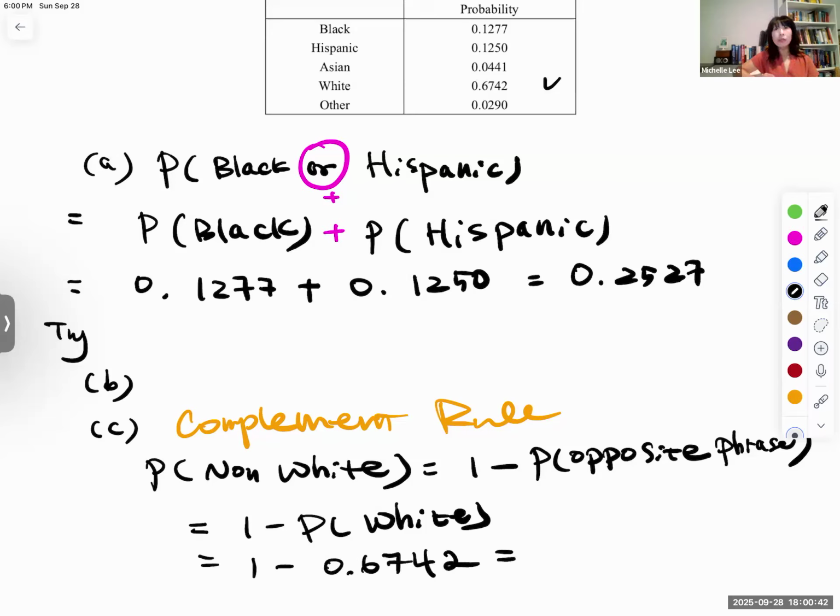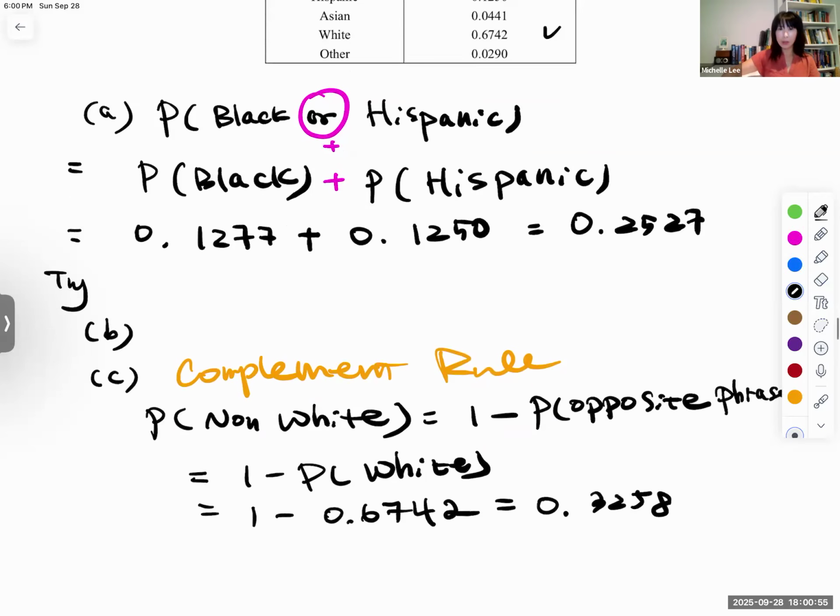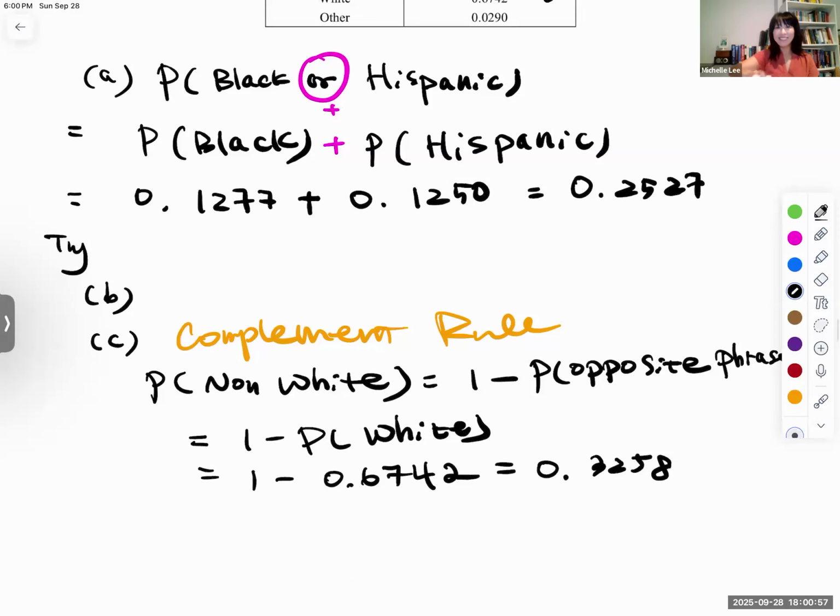Now, can you please calculate? It's 0.3258. All right, thank you. Oh, you cannot see. Sorry about that.